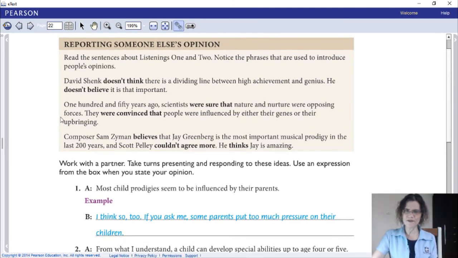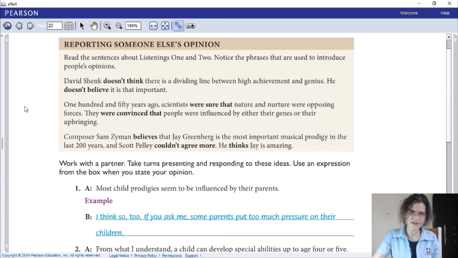So reporting someone else's opinion, saying what somebody else said or thinks, that is not easy as well. Read the sentences about listenings 1 and 2. Notice the phrases that are used to introduce other people's opinions. For example, this one. David Schenk doesn't think there is a dividing line between high achievement and genius. He doesn't believe it is that important. 150 years ago, scientists were sure that nature and nurture were opposing forces. They were convinced that people were influenced by either their genes or their upbringing.